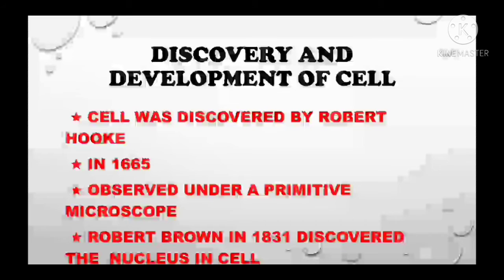We all learned in the previous class that the cell was discovered by Robert Hooke in 1665, though I'll just recall it once again. Cork is a solid substance which comes from the bark of a tree. While examining a thin slice of cork, he found a honeycomb-like structure consisting of many little compartments or rooms. He called these rooms cells. This is very important in the history of science. After a few years, Robert Brown discovered the nucleus in the cell in 1831.